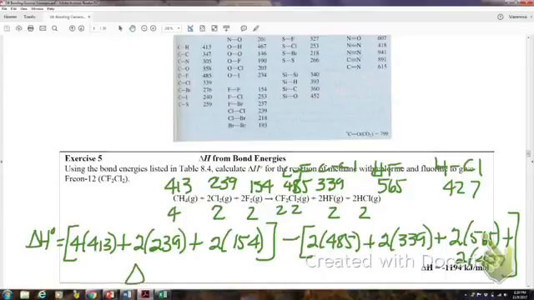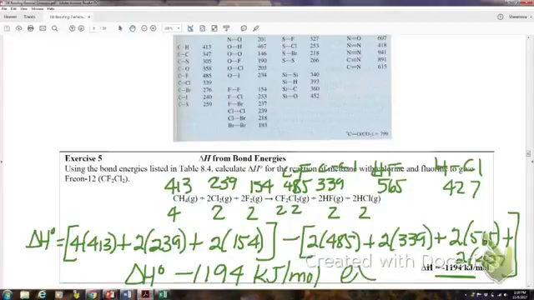So when it's all said and done, we're adding here, so you shouldn't have any decimals, so you should just have a whole number. And when you do, you get, I gave it away right here, negative 1194 kilojoules per mole, which is endo or exo? Exo. Okay.